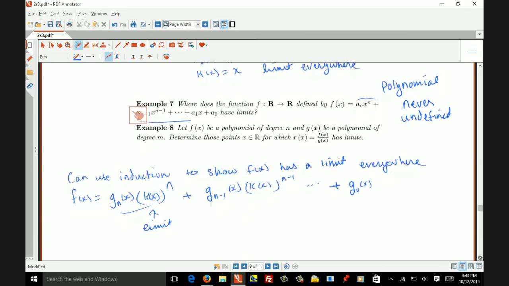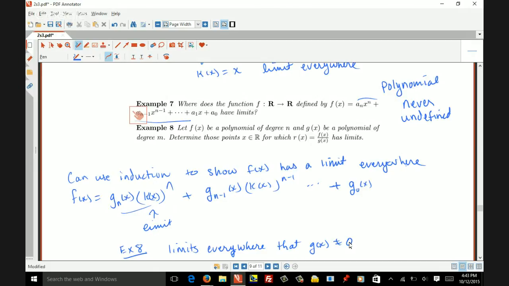Let's look at example 8. It says let f of x be a polynomial of degree n and g of x be a polynomial of degree m. Determine those points x in R for which the rational function has limits. The limits are going to be everywhere except the zeros of g of x. That's by our division theorem that we're doing.